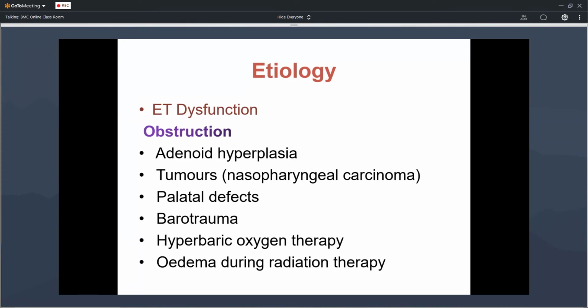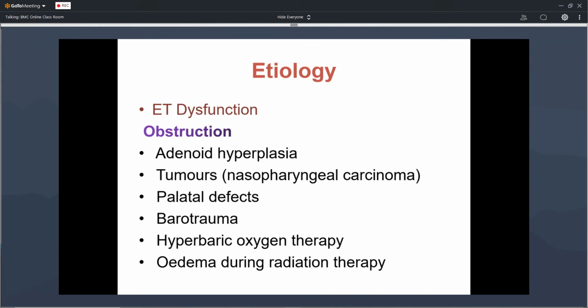You have to remember all these four words, they may ask. It is a very, very important essay question for you. So simply they will give it as: write about blue ear, etiology, clinical features, and management of blue ear. So for blue ear etiology, the main etiology is eustachian tubal dysfunction.